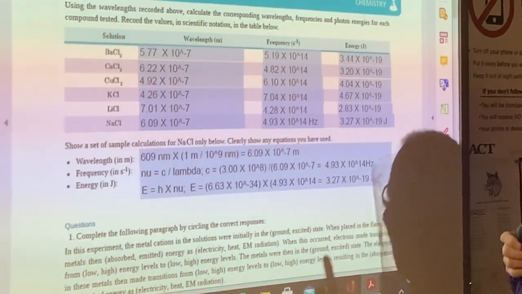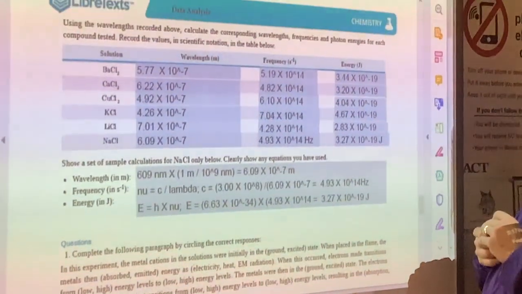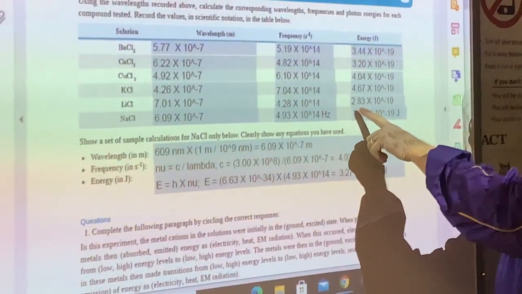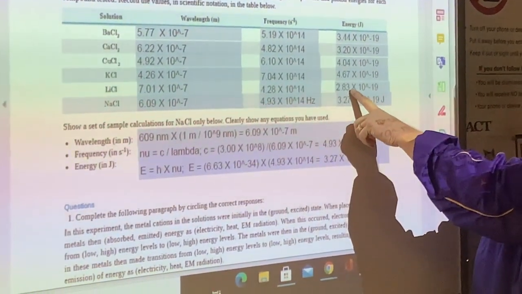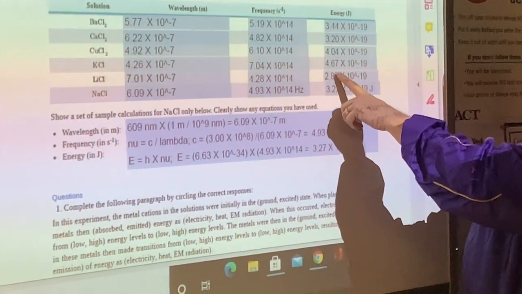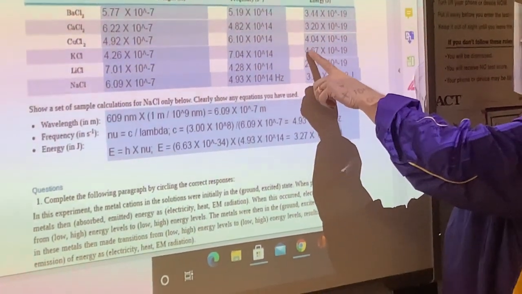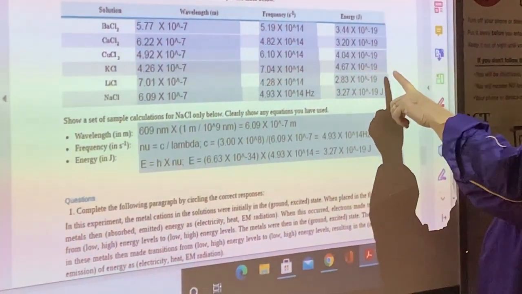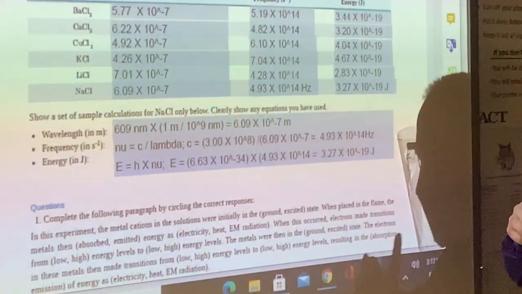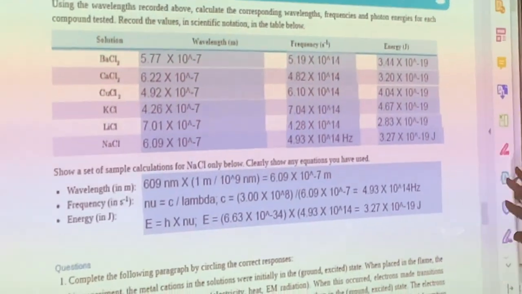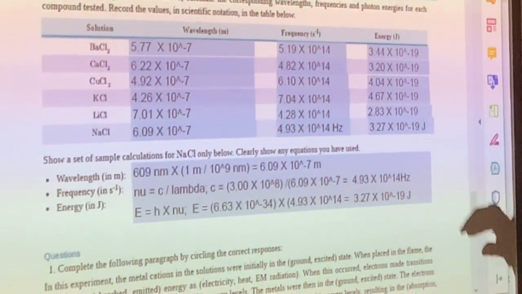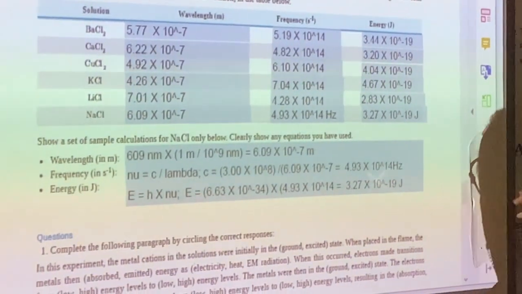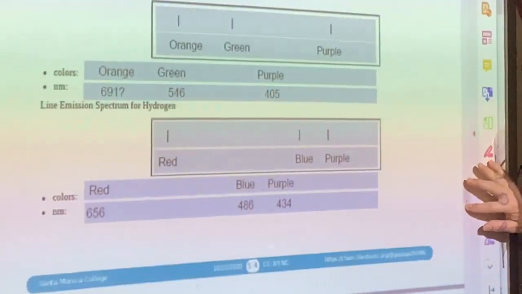I want to point out one thing here, and that is the red wavelengths, the long wavelengths like lithium chloride, have much lower energies than the short wavelengths in the blue and the purple. Almost half as much energy as, for example, the purple carries. This is the energy, by the way, per photon. So, not a lot of energy, 10 to the minus 19th joules, but think about how many photons are actually falling, and then it adds up.